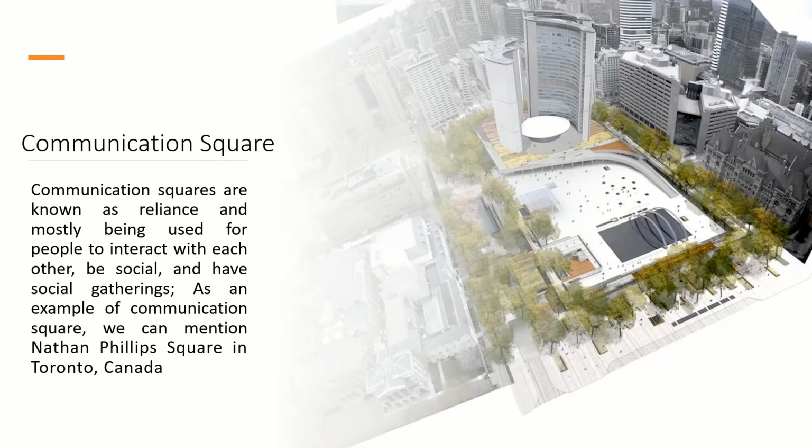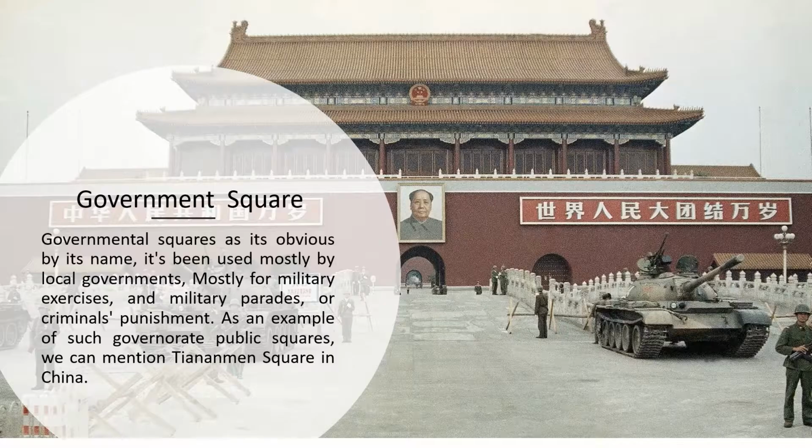Communication squares are mostly used for people to interact with each other, be social, and have social gatherings. As an example of a communication square, we can mention Nathan Phillips Square in Canada. Government squares, as is obvious by the name, were used mostly by governments, for military exercises, military parades, and military showdowns, as well as punishing criminals. As an example of such a government public square, we can mention Tiananmen Square in Beijing, China.